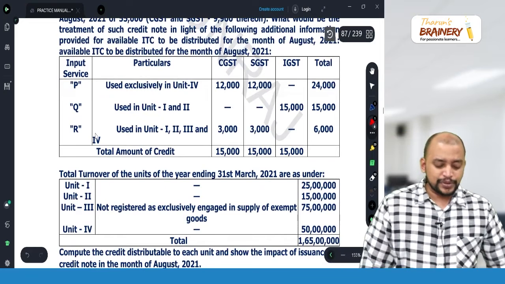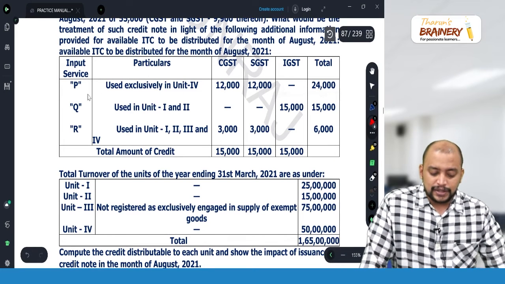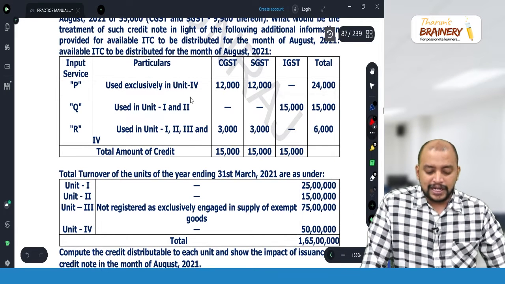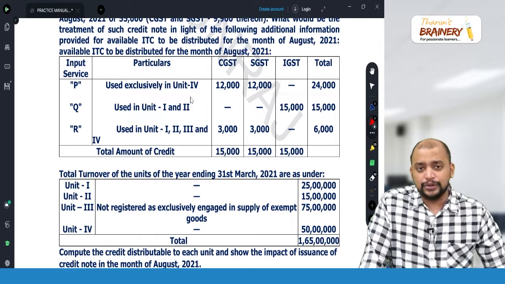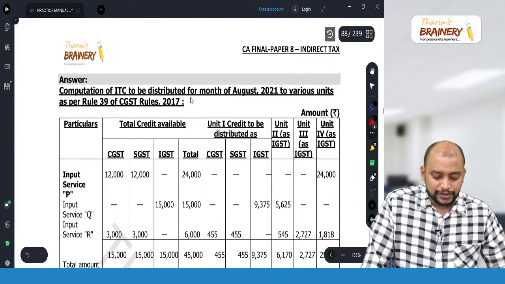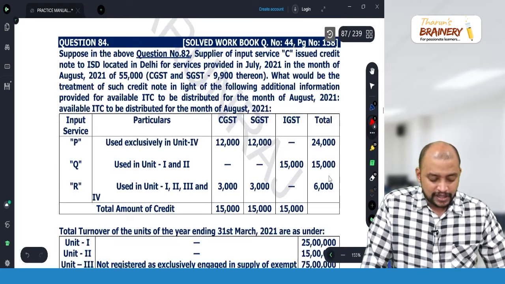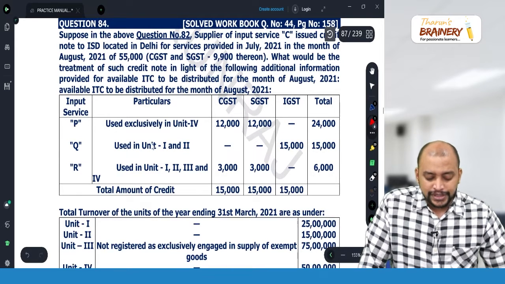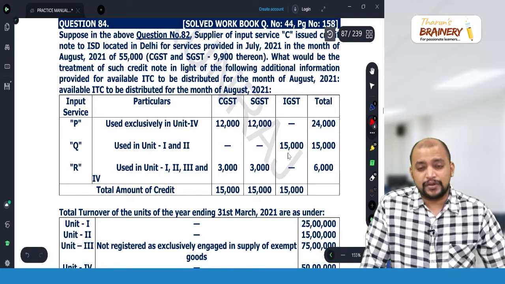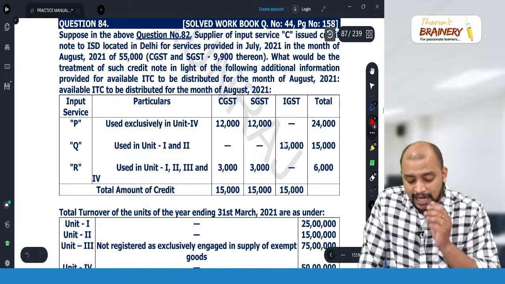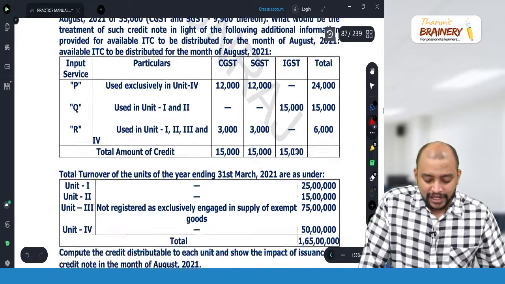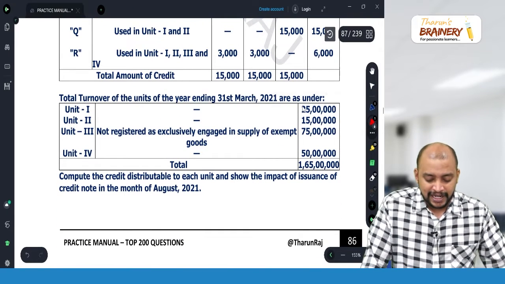First, input service P is used exclusively in unit 4, so entirely it will be distributed to unit 4. Then the next one, input service Q, is used in units 1 and 2. So it is given for 1 and 2; for 1, remember IGST, so no issue. 15,000 into 25 divided by this total, this ratio only.